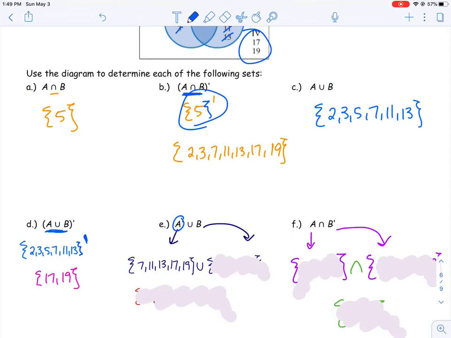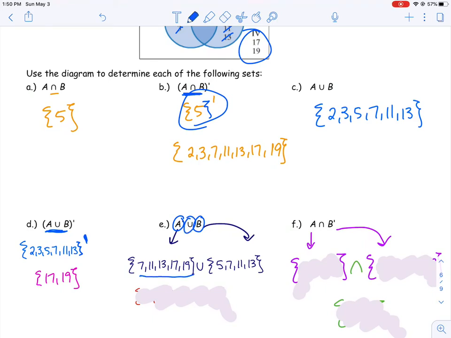Then I want to do the next piece. I want to list out all the elements that are in B. See, there's no complement symbol there, so that means I want the elements that are in set B. And I want to write those all out. I got 5, 7, 11, and 13. Now I can put them all together and do the last piece and find their union.